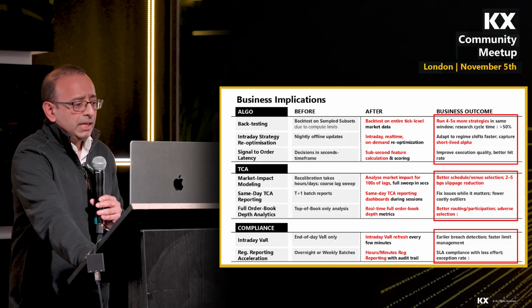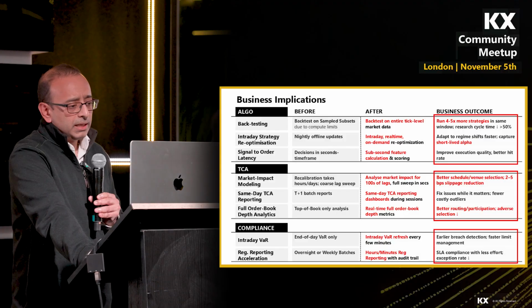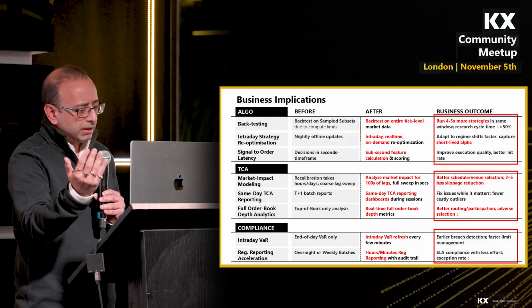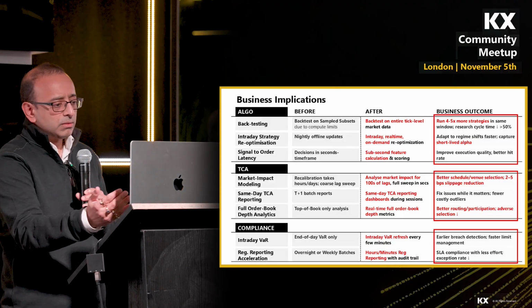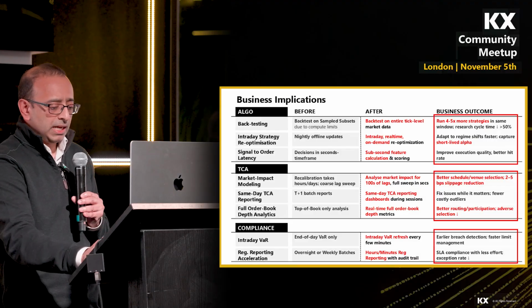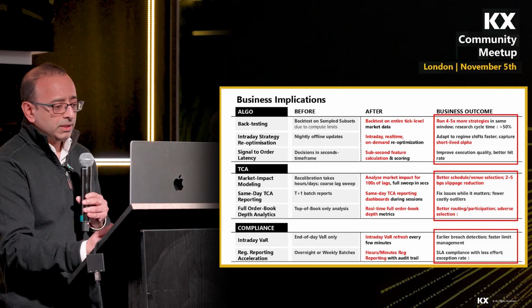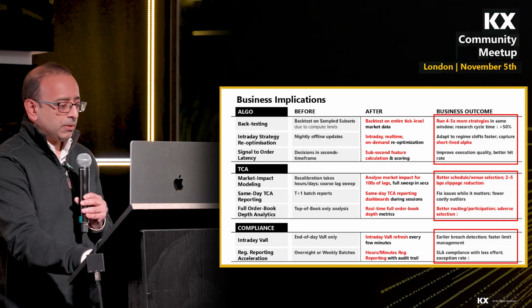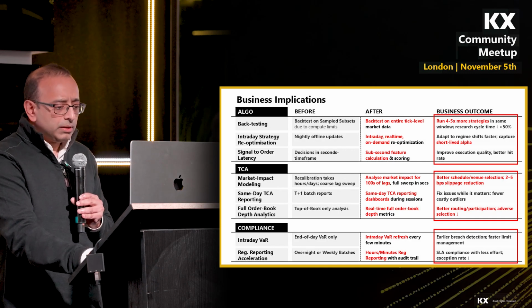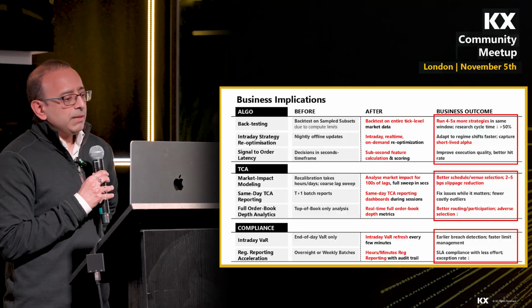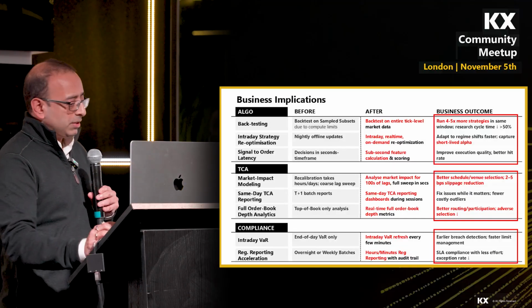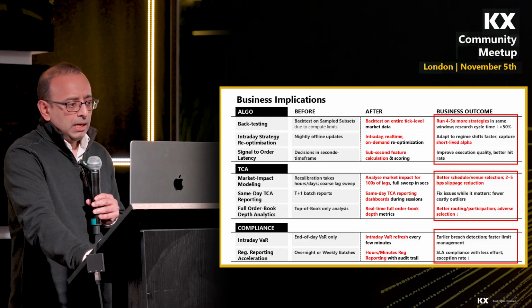Same thing with TCA. Market impact recalibration can take hours, but you can do market impact for hundreds of lags, a full sweep in seconds, better vendor selection, slippage reduction, same-day TCA reporting, and so on. So there's a whole set of new types of use cases that this thing actually opens up.